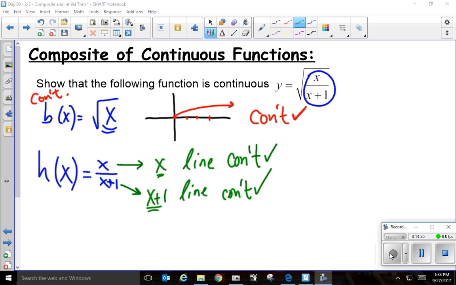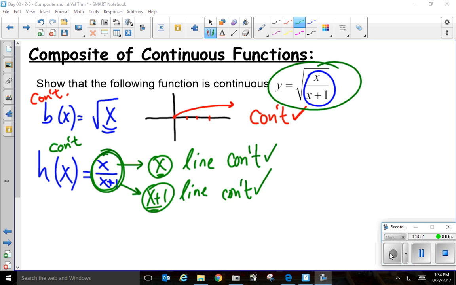So now, how can I say that this is continuous if both of these are continuous? My x and x plus 1 are continuous, but how does that make this continuous? Because of the quotient property of continuity, right? So now this has to be continuous. And if both of our functions in our composition are continuous, that means our composition is continuous. That is good work.